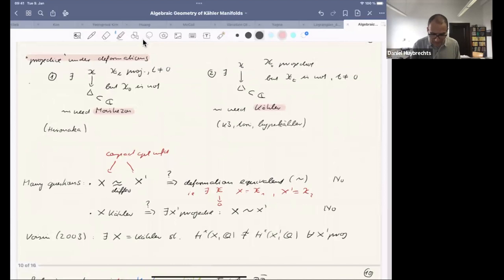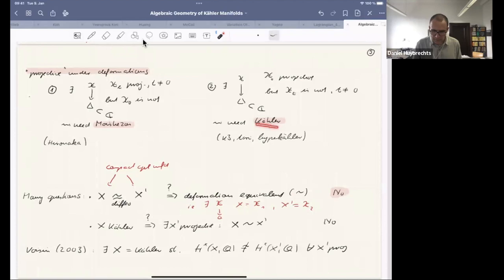Okay. Also, you could ask, suppose you start with a Kähler manifold, is there always an X prime projective, which is deformation equivalent to the original X? So you see, I told you, we have to study Kähler manifolds, because it can happen that I have a family like this where the central fiber is projective, but the other ones are not. And that's bad. Somehow we should take those on board as well.